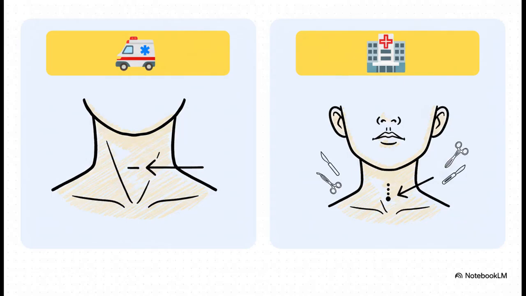Let's just look a little closer at that first critical step, airway. If it's blocked, a rescuer might have to create a new one. Out in the field, on an adult, that means doing a cricothyrotomy. It's a fast emergency procedure. But in a hospital or on a child, it needs a much more complex surgical tracheostomy. Getting this one decision right can absolutely be the difference between life and death.